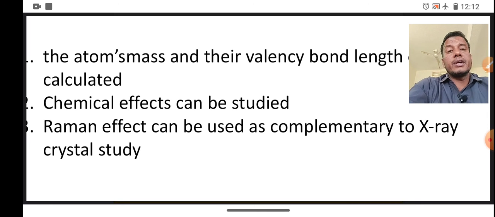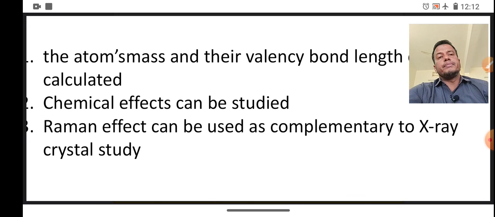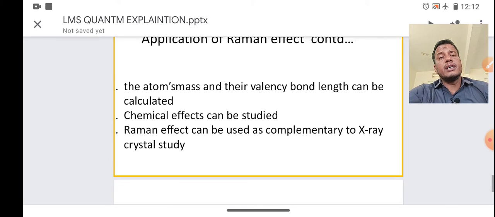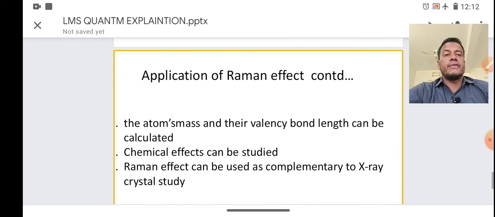Nowadays, the Raman effect can cover a vast area of the applications of spectroscopy. This is all about the uses of the Raman effect.